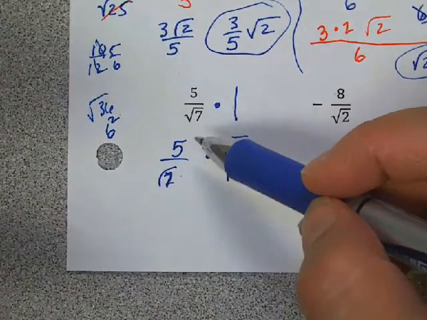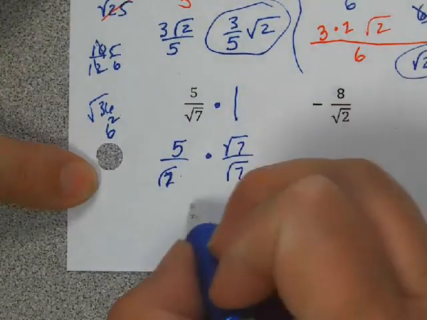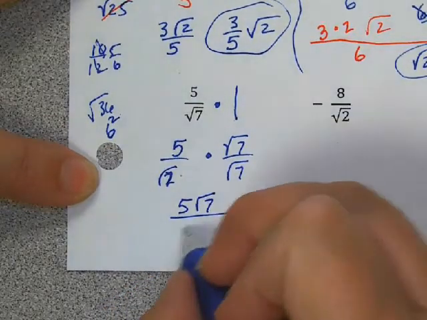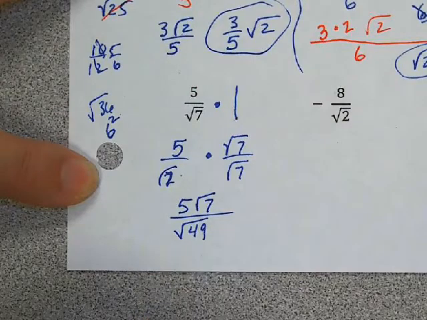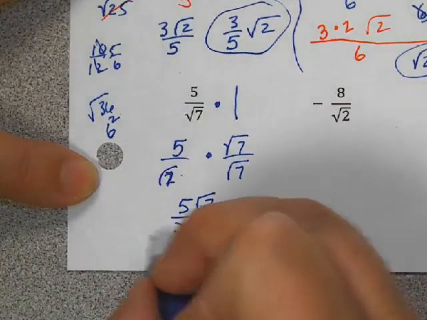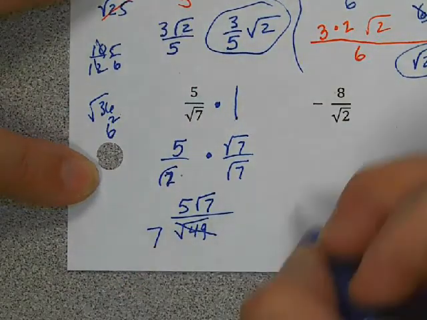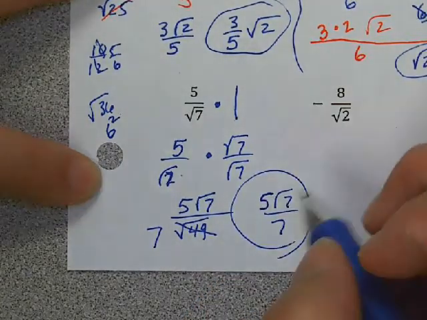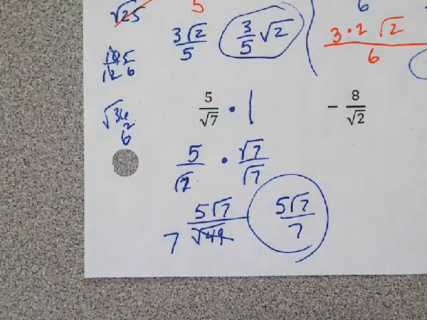So I haven't changed the problem. But watch what happens when I multiply. On the top, I'm going to get 5 square root 7. But on the bottom, I'm going to get square root 49. And the square root of 49 is 7. So my answer is 5 square root 7 over 7. And this has solved the problem of having a square root in the denominator.